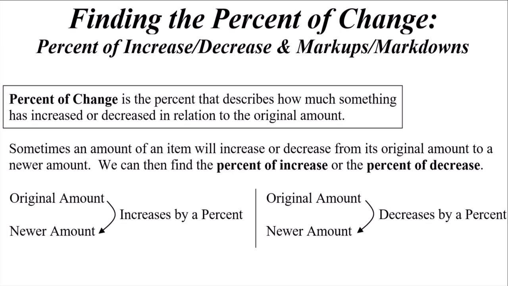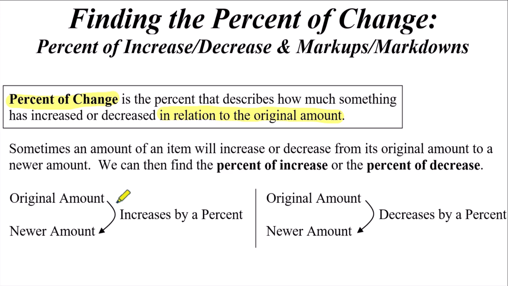Okay, follow along with me here as I talk about the essential vocabulary of this lesson. Percent of change is the percent that describes how much something has increased or decreased in relation to the original amount. That's actually a big part of this. We'll talk more about that coming up. Sometimes an amount of an item will increase or decrease from its original amount to a newer amount. We can then find the percent of increase or the percent of decrease in those situations.